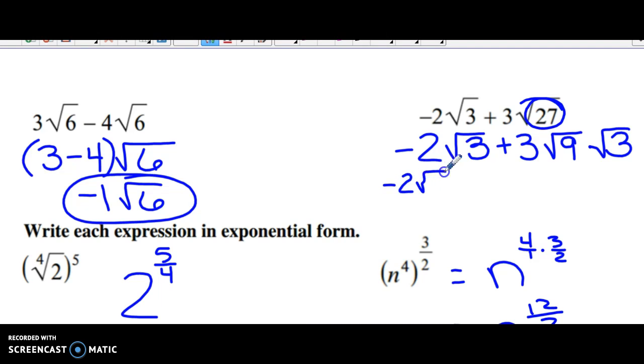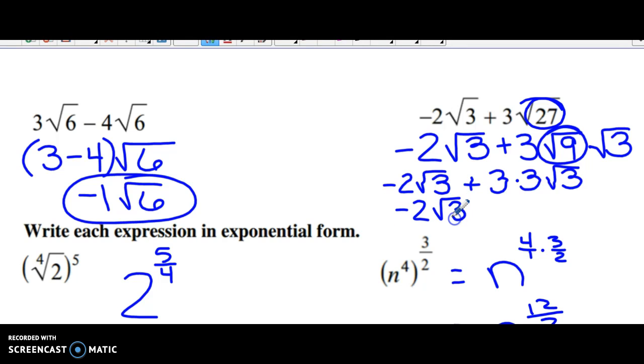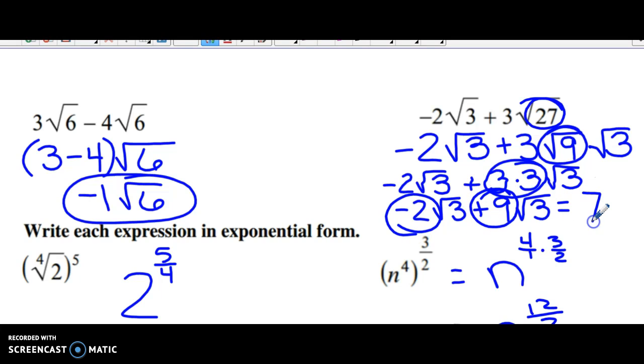You've got negative 2 square root of 3 has to stay the same. And then we've got plus 3 times, now this is 3, right? Square root of 9 is 3. Square root of 3. I'm really writing a lot. All right, so negative 2 square root of 3, nothing can happen. This is now going to become 9 square root of 3. Now I've got like terms because they're both the same under the radical. So it's basically negative 2 plus 9, which is going to give me 7. And then both of them are the square root of 3. So you can combine them like that when you're adding.